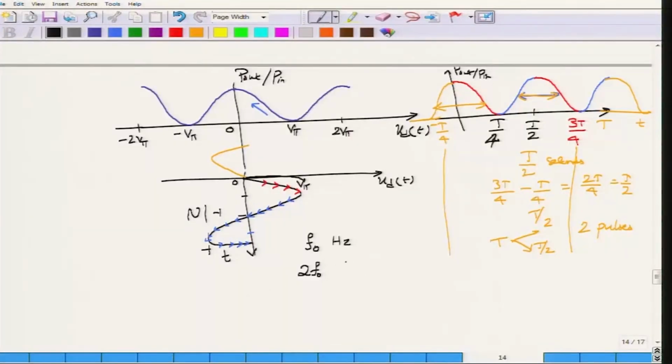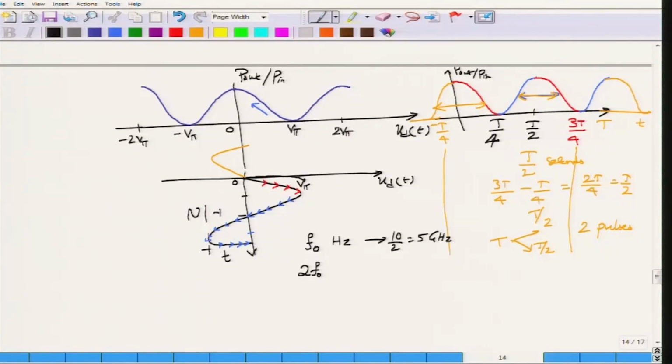So if, for example, I want to generate pulses for a 10 Gbps digital modulation, with one pulse carrying one bit of information, then the pulse rate I require is 10 Gbps. But the signal that I need to apply will only be half of that, so 10 by 2, which is equal to 5 gigahertz, because each half portion of the sine waveform ud of t is giving me a pulse.